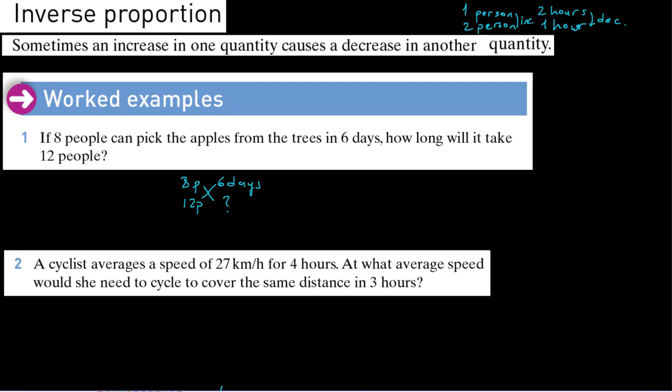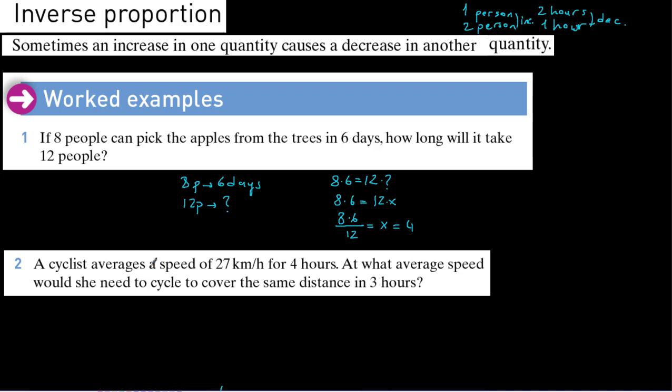But in inverse proportion, we are going to multiply directly and equalize, which means 8 times 6 should be equal to 12 times question mark, or 8 times 6 should be equal to 12x. So to leave x alone, x is equal to 8 times 6 divided by 12. Easily simplify, 48 over 12, which is equal to 4.